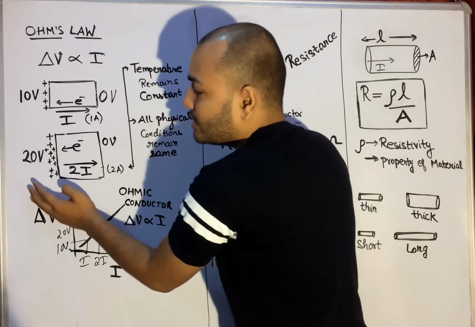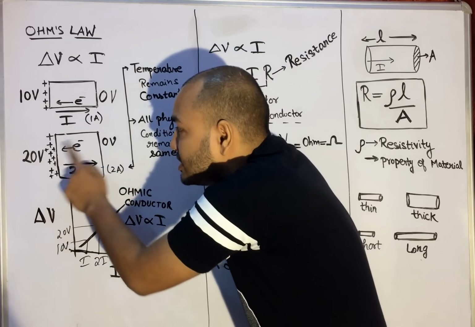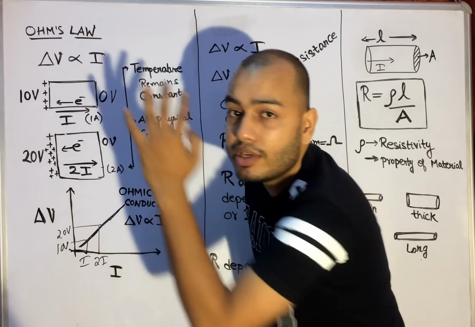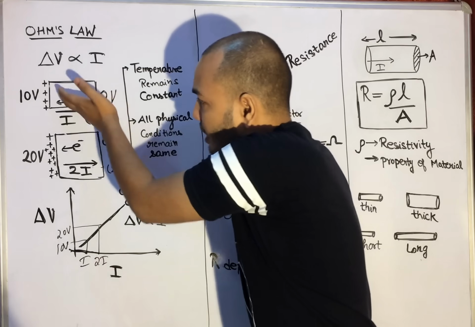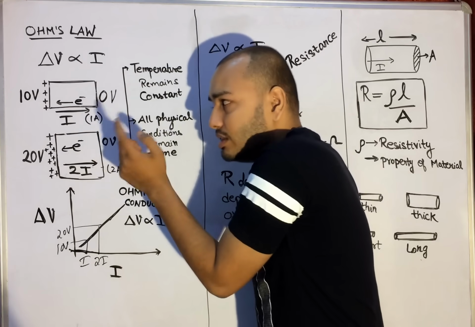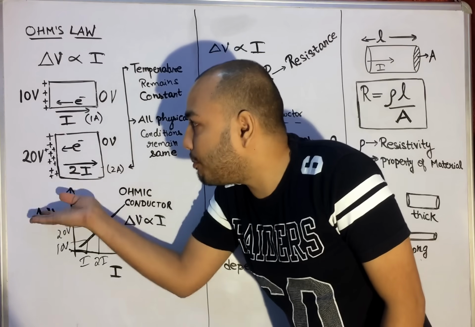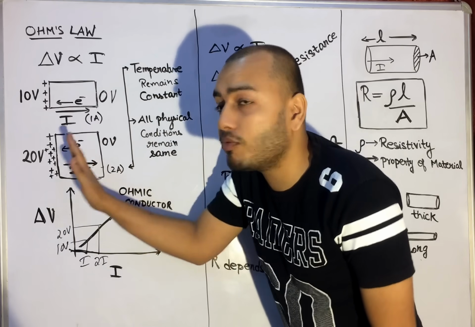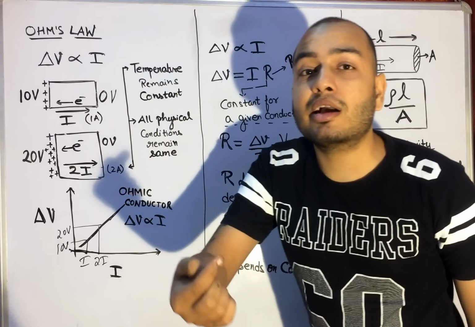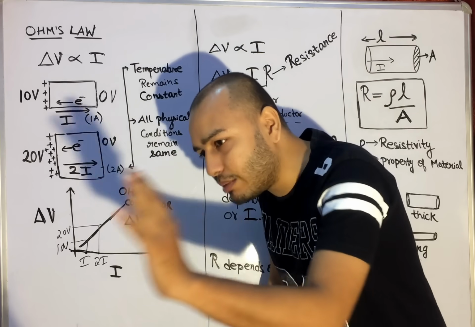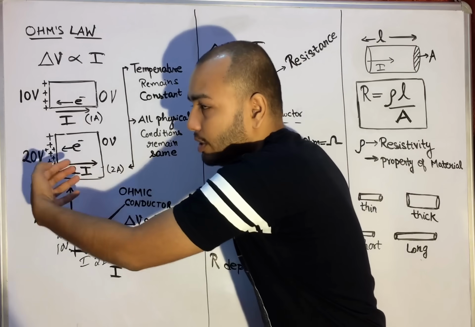Now I increase the positive potential on this plate and it remains 0. Now the potential difference becomes 20, which is double of the previous case, and the current also doubles. The current also becomes 2I. If you double the potential difference, current doubles from 1 ampere to 2 ampere. Why? More is the positive charge over here, more number of electrons will be attracted. More number of electrons will move, more will be the current. So current will also increase and the direction of current will be opposite.